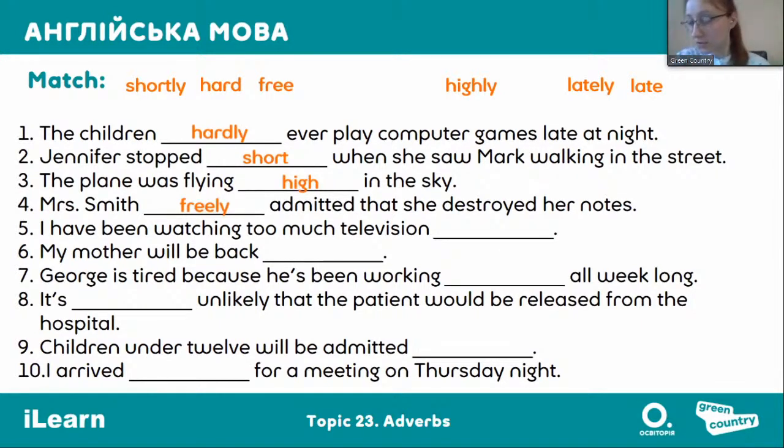Okay, let's go to number 5. I have been watching too much television and gap. I see the correct answer. Lately, recently, останнім часом, да? I have been watching too much television lately. Okay, number 6. My mother will be back gap. Тут я вам вже дала підказку раніше. Майбутнє значення, да? Тобто щось трапиться от коли? Згодом.